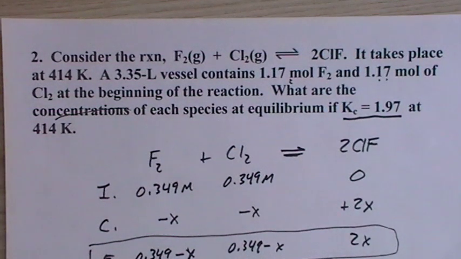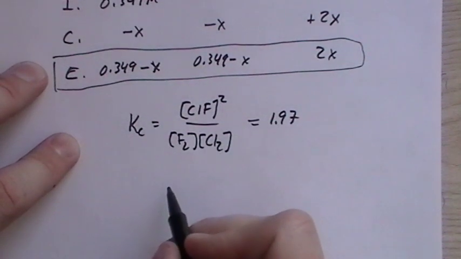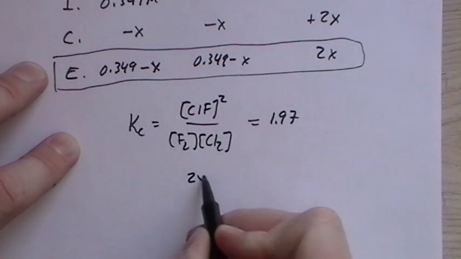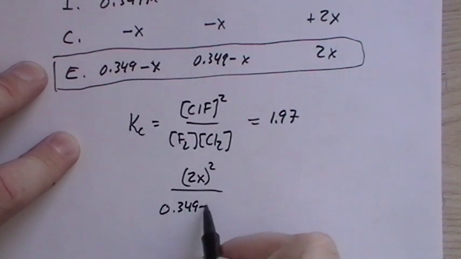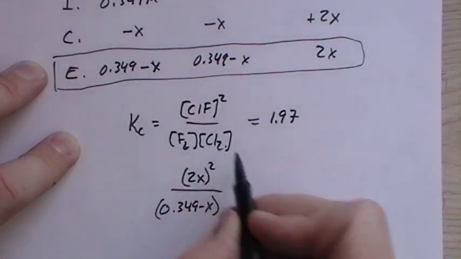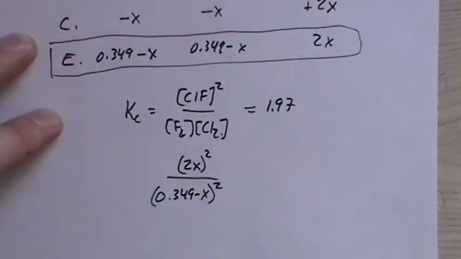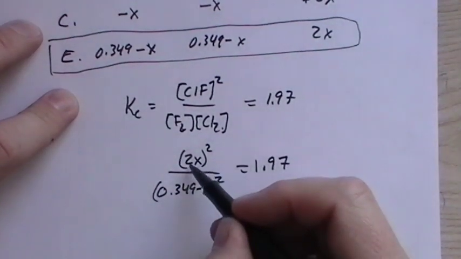So Kc is ClF squared over F2 Cl2 is equal to 1.97. Got that. And then we put in our values. We have 2x squared over 0.349 minus x. And there's two of them together. These are both the same, so we're just going to square it, save ourselves a little time. And this is 1.97. Okay, so you see this, and this is going to be 4x squared.